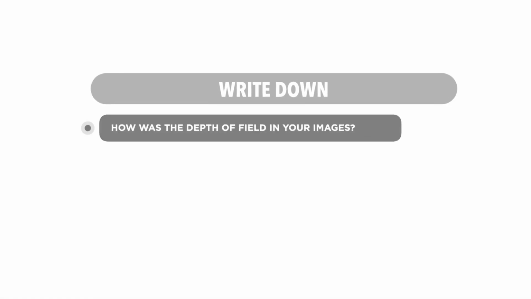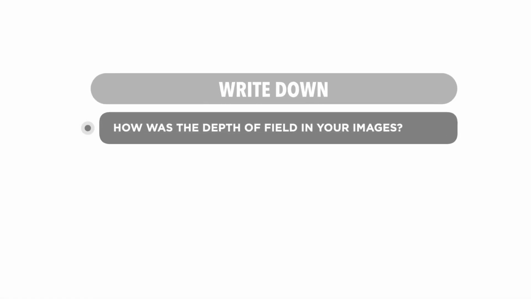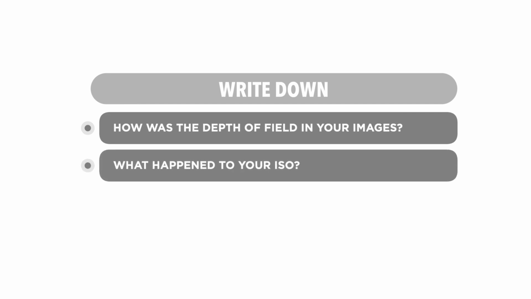Looking at your photos, I want you to write down what happened to the depth of field in your image. Do you feel like there was a lot of depth of field, meaning everything was in focus, or just one small part of the image was in focus? Second, what happened to your ISO?